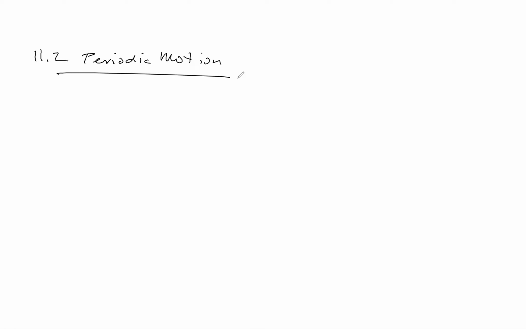If you can read that. Periodic motion occurs when there's some behavior that's repeated in a very orderly way. There's a couple cases that we're most concerned with, and one is a pendulum.